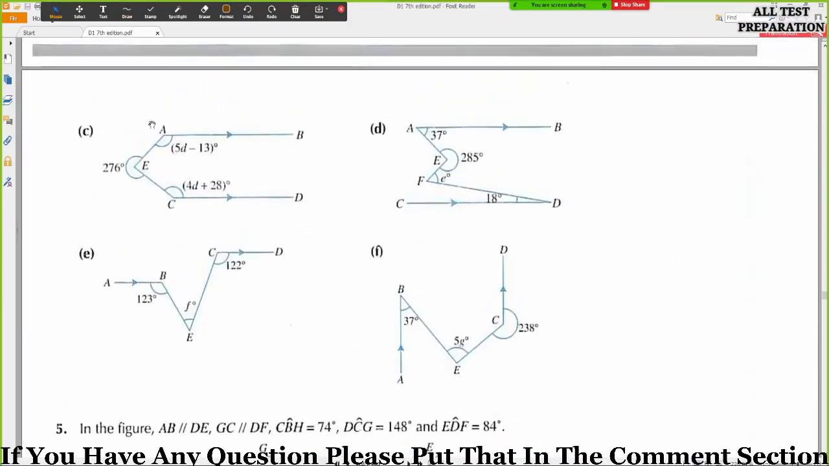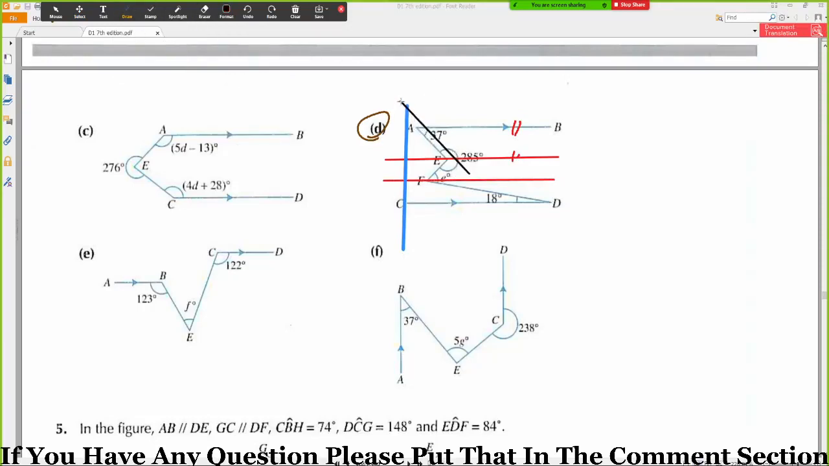Next question. Okay, in this question, let's solve part D. 37 degrees. Draw another parallel line. You can draw these parallel lines like this. So now this line is parallel to this line, and this black line is crossing these two parallel lines.